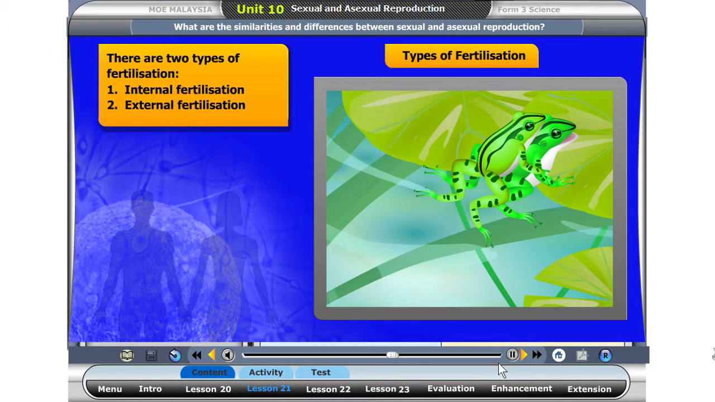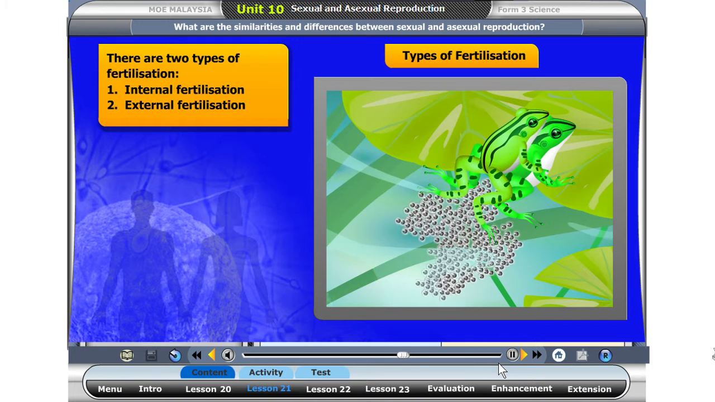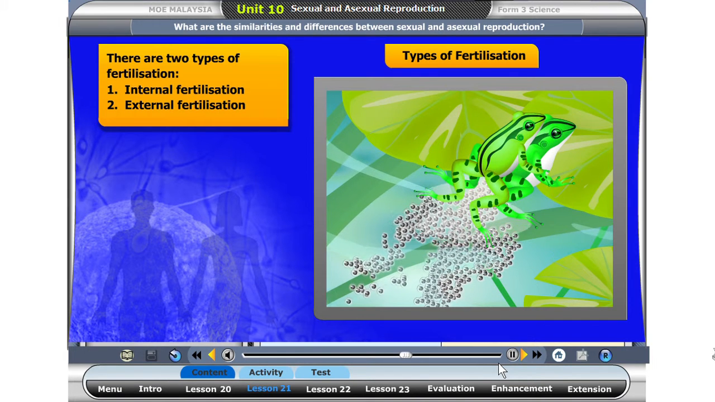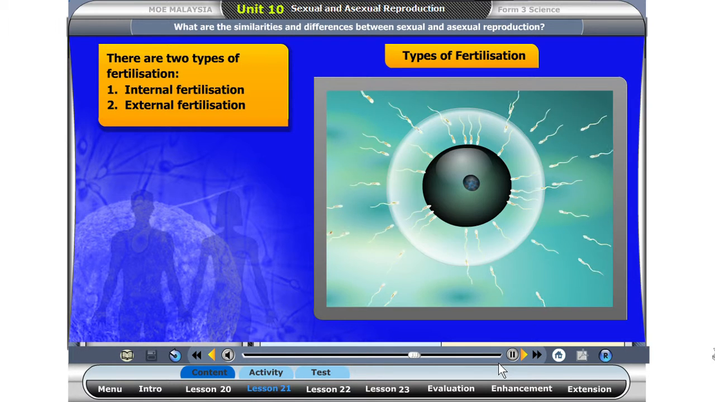Look at the frogs. The female frog is laying eggs. At the same time, the male frog is releasing sperms. The sperms will swim towards the eggs to fertilize them. The fertilized eggs will later develop into tadpoles.